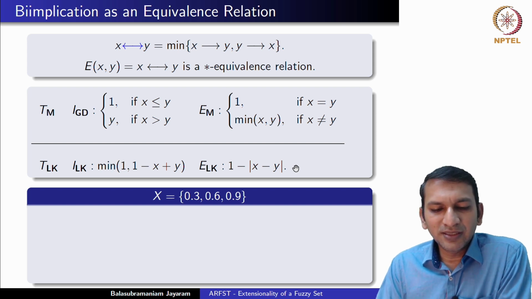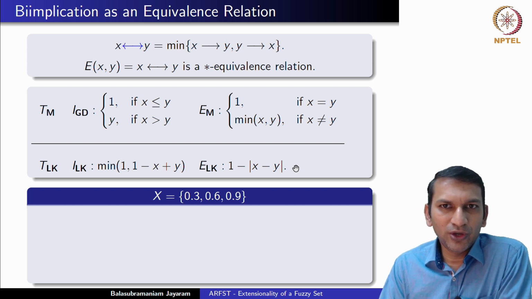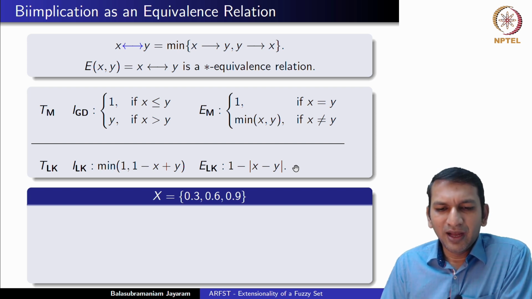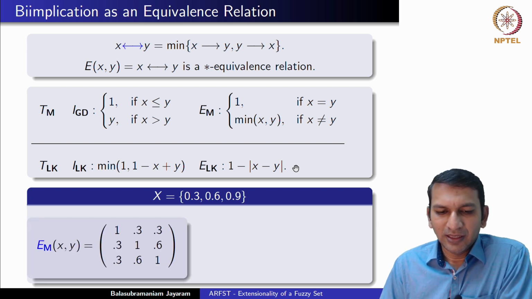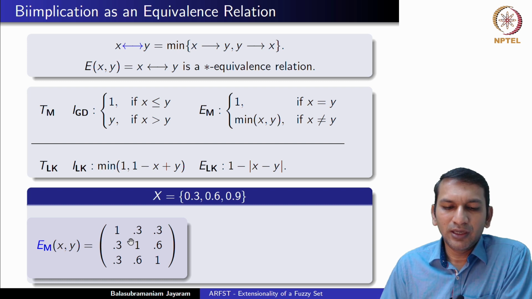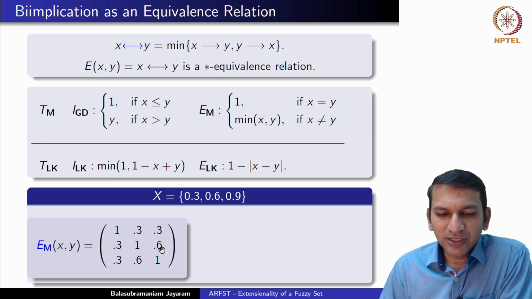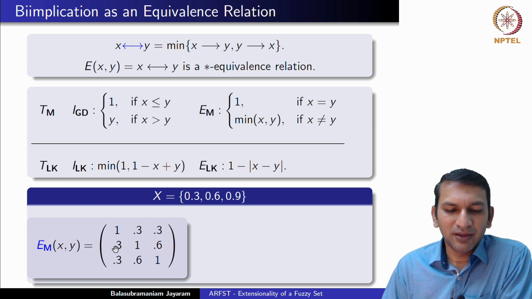So for the moment, let's consider that X consists of these three values, 0.3, 0.6 and 0.9, and the equivalence relation EM on this using this formula can be obtained for the set X which consists of these three values. Clearly 0.3, 0.3 is 1, 0.3, 0.6, minimum of them is 0.3, 0.3, 0.9 is 0.3, 0.6, 0.9 is 0.6. So this equivalence relation is easy to obtain.